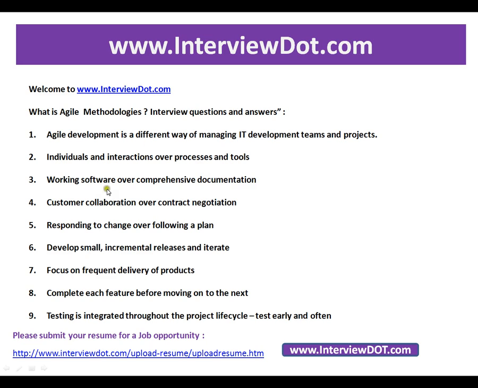The third point is working software over comprehensive documentation. Earlier we used to have a lot of documentation, FSpec, DSpec, a lot of specifications, but Agile focuses on working software. I need to see the software even before I see the documentation. So it says focus on the working software, less documentation. Agile does not say there should be no documentation, but it says don't focus more on the documentation, focus on the working software, because the customer wants to see the software that you are developing frequently.